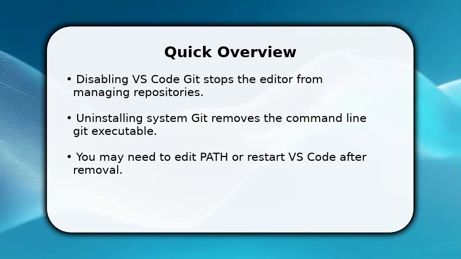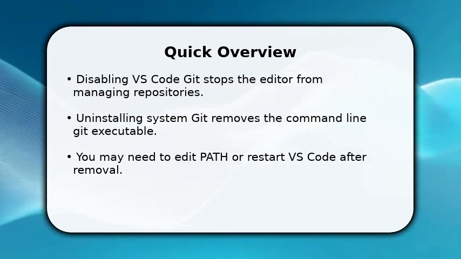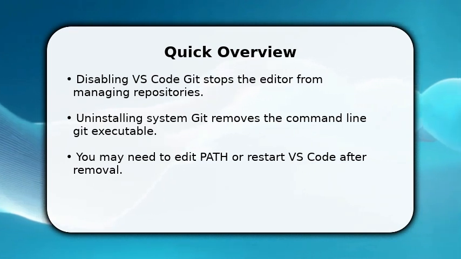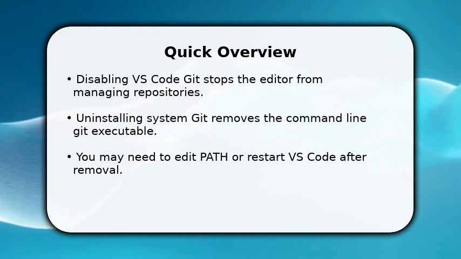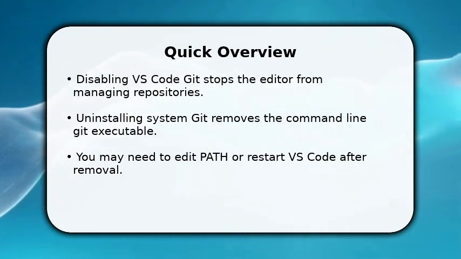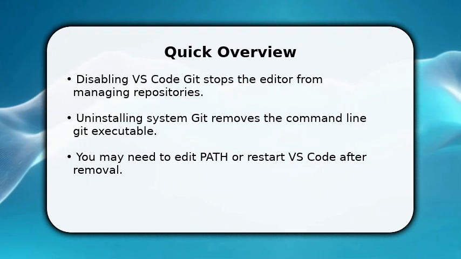Enjoy the video. This guide shows how to remove Git from Visual Studio Code quickly and safely. First, decide whether you need to remove only the VS Code integration or the system Git executable. Disabling integration prevents VS Code from showing Git features. Uninstalling system Git removes the Git command from your computer. You may need to edit PATH environment variables after removal. Finally, restart VS Code and your computer to ensure changes take effect.